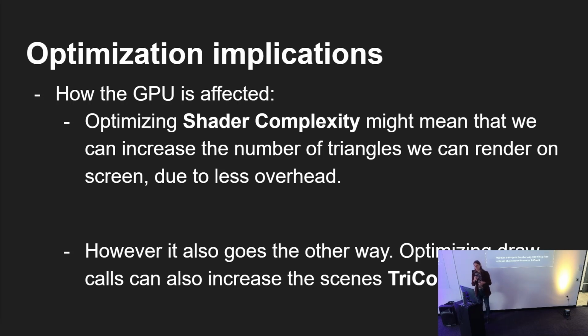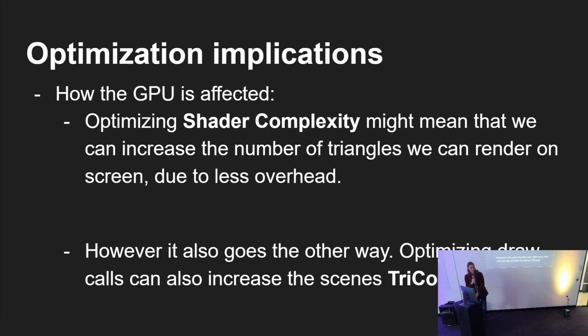Now, the thing with this is, because all we're doing is taking pressure off of the GPU, if we optimize the shader complexity really well, what that actually means is we can have a couple more triangles on screen if we really want it. And that's really good. So it's a fine balance between optimizing in one sector and what that allows us to do in another.